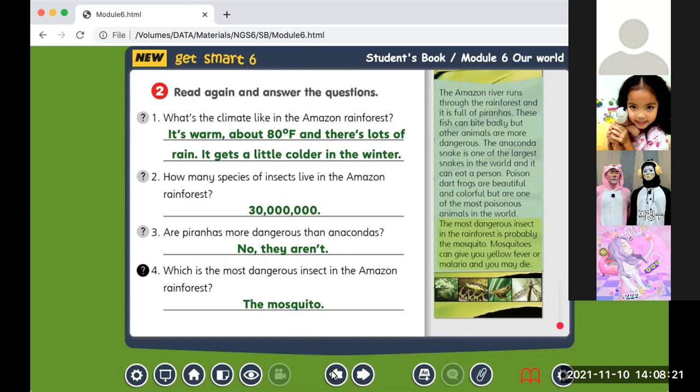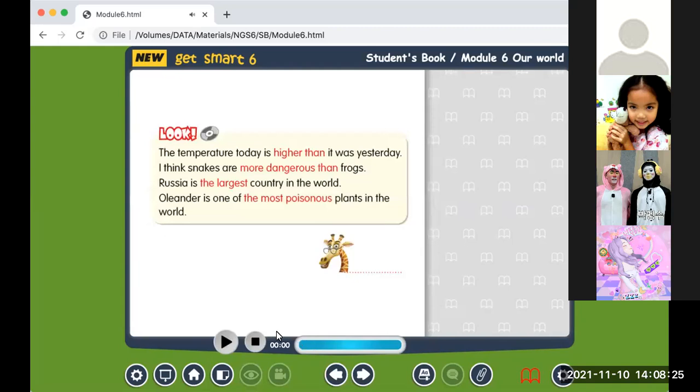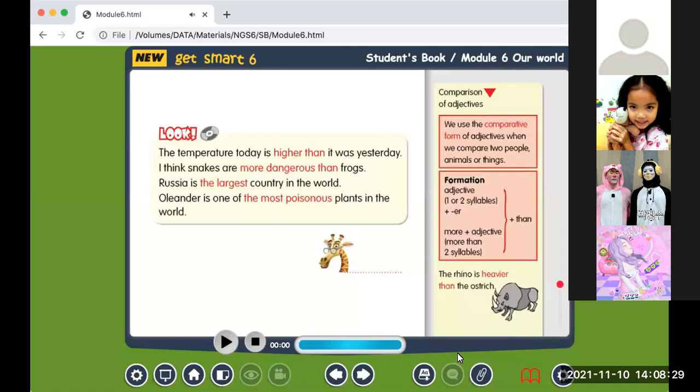Yes, that's bad. Okay, let's look up the grammar and review the comparatives and superlatives. Look, the temperature today is higher than it was yesterday. I think snakes are more dangerous than frogs. So, comparison of adjectives. We use the comparative form of adjectives when we compare two people, animals, or things. For example, higher, that's a comparative. Higher or more dangerous is also comparative.